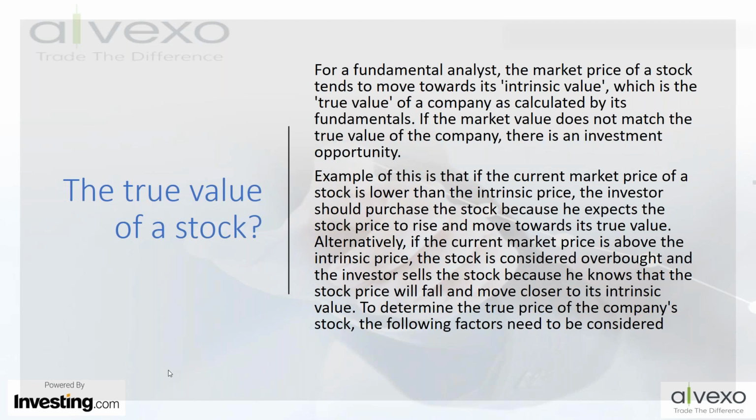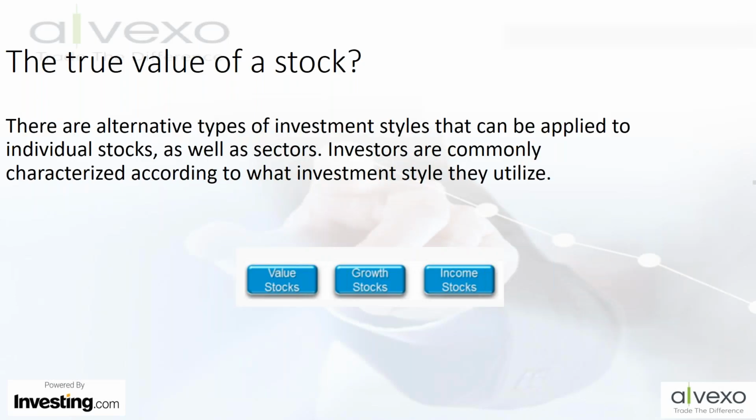To determine the true price of a company's stocks, the following factors need to be considered. So when we look at different types of information or different types of fundamental data for different markets, we can't neglect how they would affect other markets. So we can't do this blindly. Now, if you're looking at stocks, there are alternative types of investment styles that can be applied to individual stocks, as well as sectors. Investors commonly characterize these as value stocks, growth stocks, and income stocks. So first you have to determine what area the stock that you're looking at or analyzing would fit.